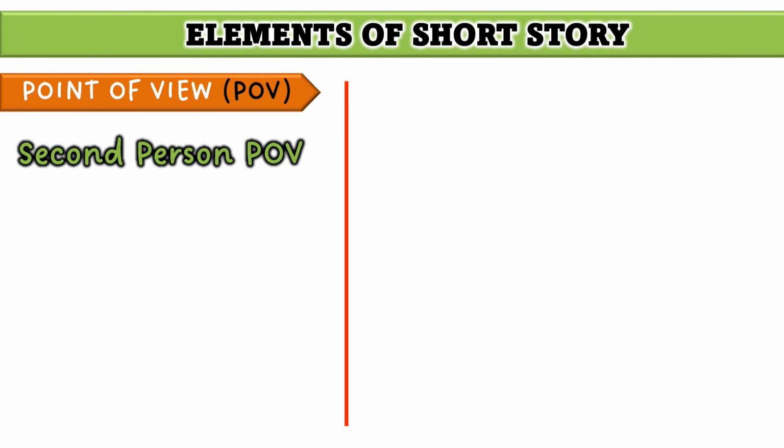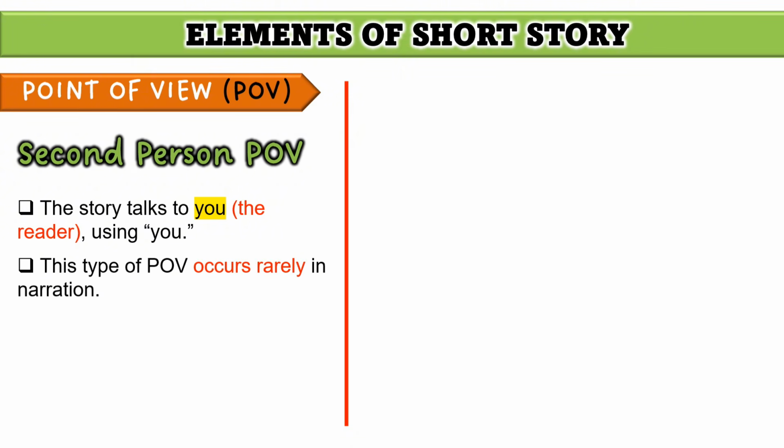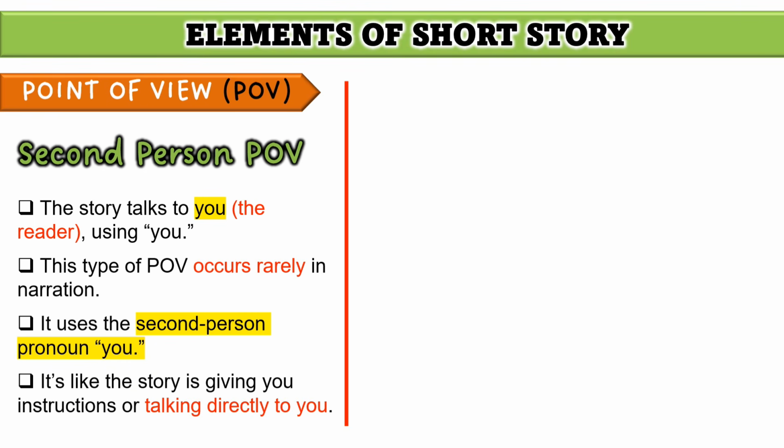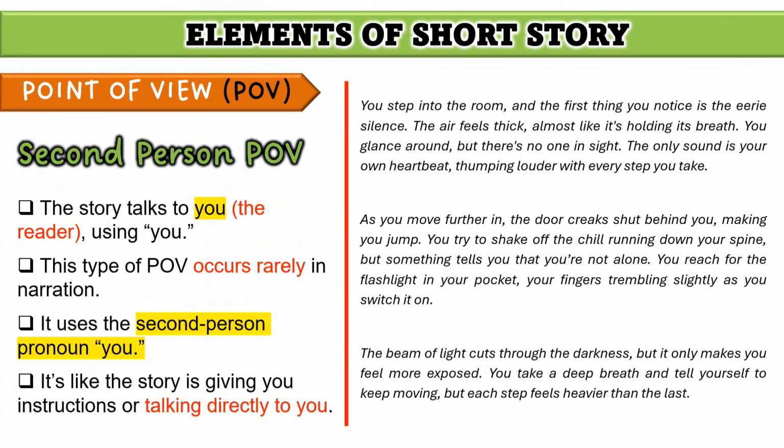Second person. The story talks to you, the reader, using the pronoun you. This type of POV occurs rarely in narration. It uses the second-person pronoun you. It's like the story is giving you instructions or talking directly to you. Here is a short example of a second-person point of view scenario.